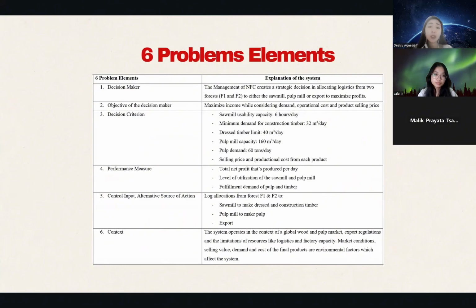And next is the performance measures. There are three: the total net profit produced per day, the utilization levels of the sawmill and pulp mill, and the fulfillment of demand for both pulp and timber. And then there are also the control inputs or alternatives, which are the choices in how logs from F1 and F2 are allocated. And finally, the context of the system, which includes the global wood and pulp market, export regulations, and resource limitations like logistics and production capacities.